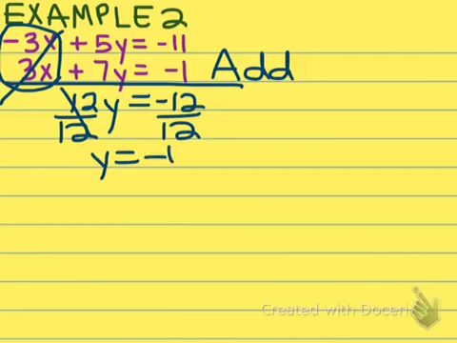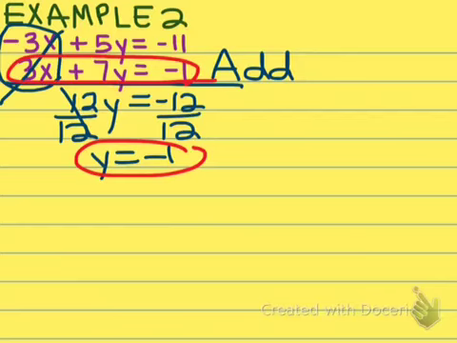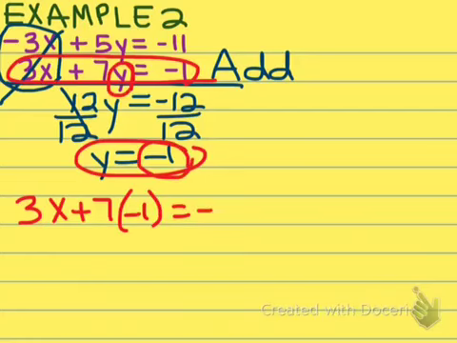Alright, that is half of our point, okay? So now we need to plug that back into one of the equations. It does not matter which equation, both will give you the same answer. So I'm just going to pick this equation. I just randomly chose it. So 3x plus 7, and instead of writing y, I'm going to write -1. And then use order of operations and my solving equation skills to find x.